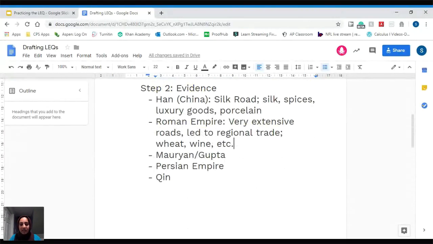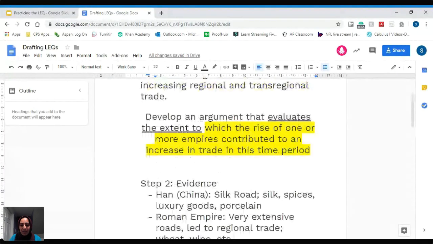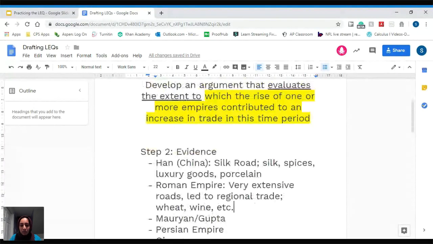So we see this theme here that we have these trade networks, these roads in these empires, and those roads lead to this trade. Without these roads in these empires, we wouldn't have this vast amount of trade. So do you guys have anything else for the Roman Empire? Any other goods? No?